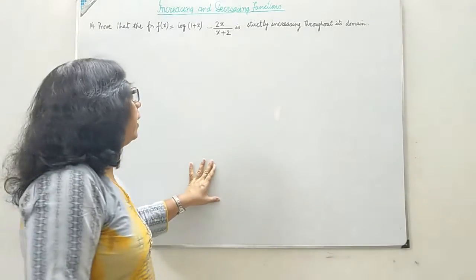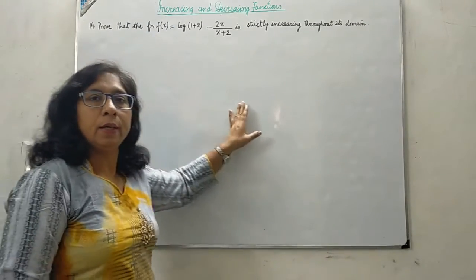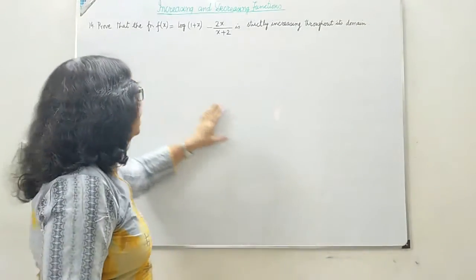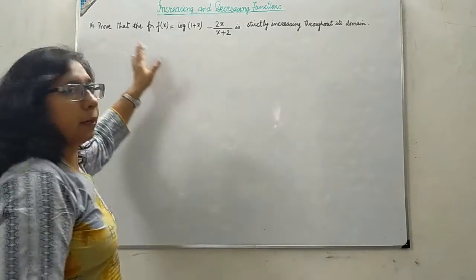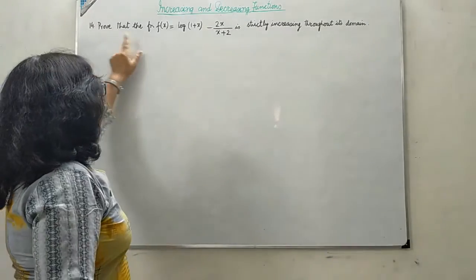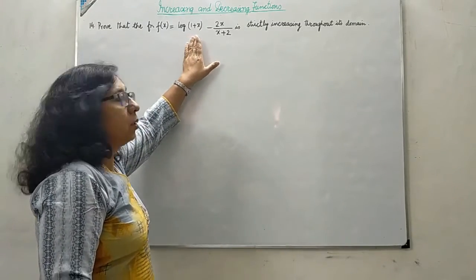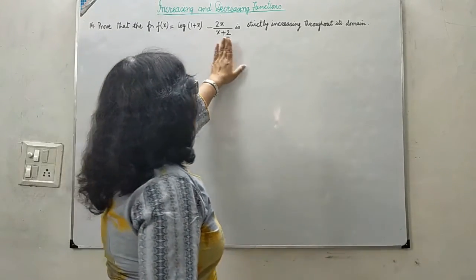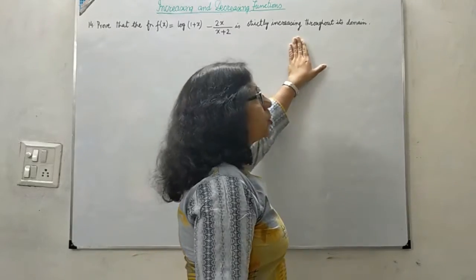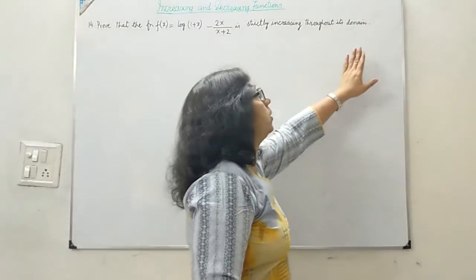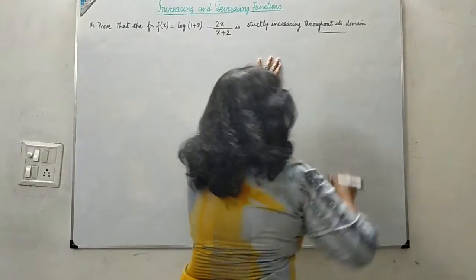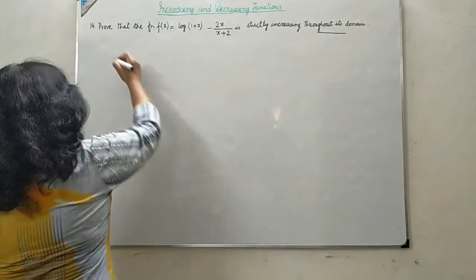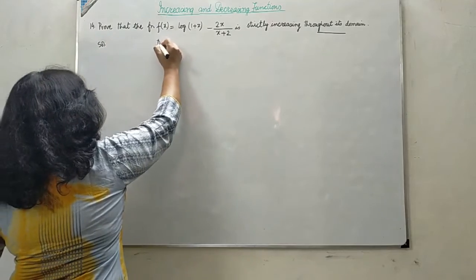Students, we have taken a few questions earlier which are related to polynomials and some logarithmic functions as well. Here I can see a question on the board. Prove that the function f(x) = log(1 + x) - 2x/(x + 2) is strictly increasing throughout its domain. What does it mean? First of all, I will find the domain of the function.